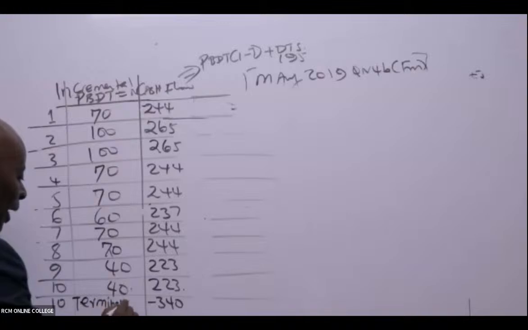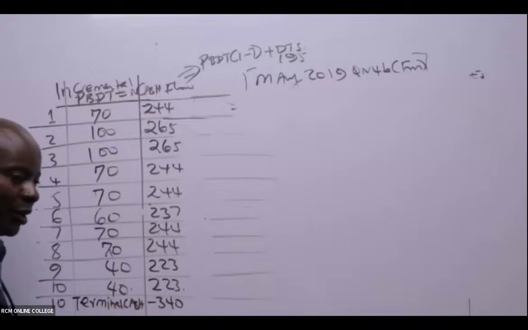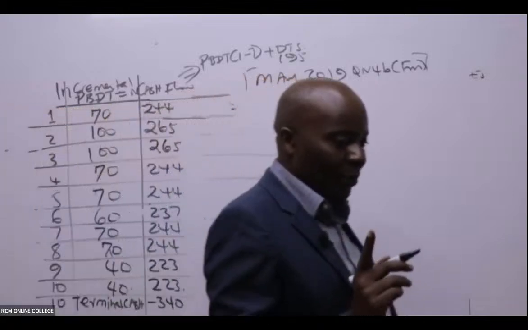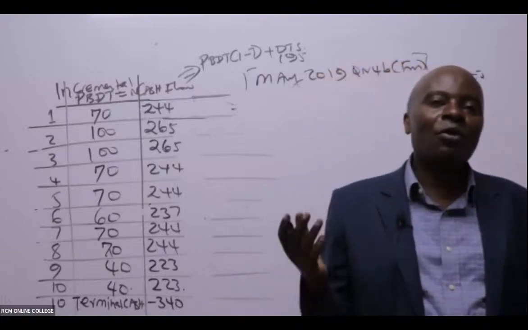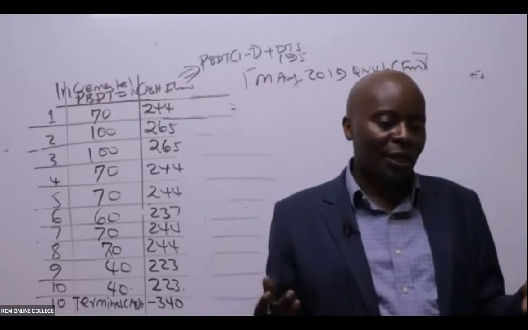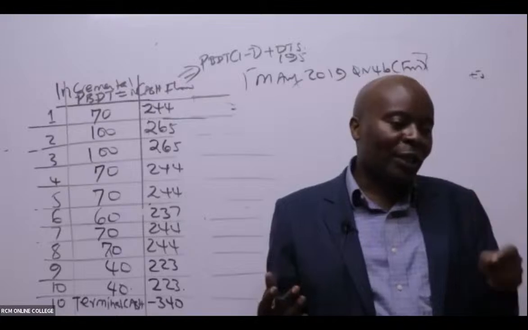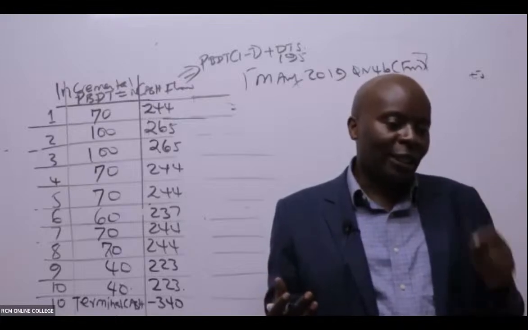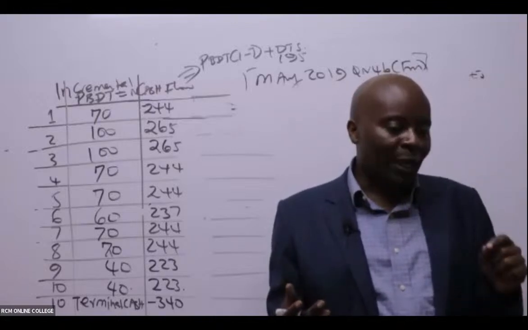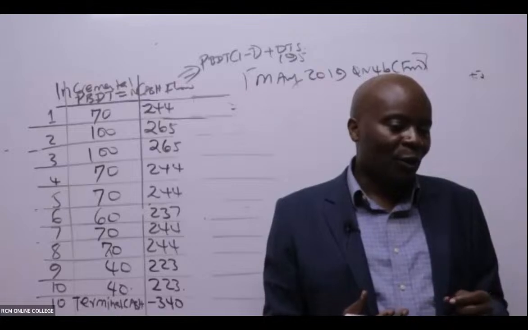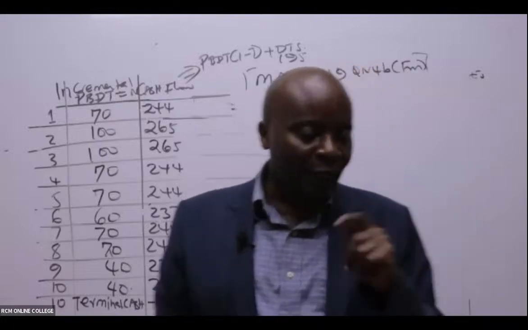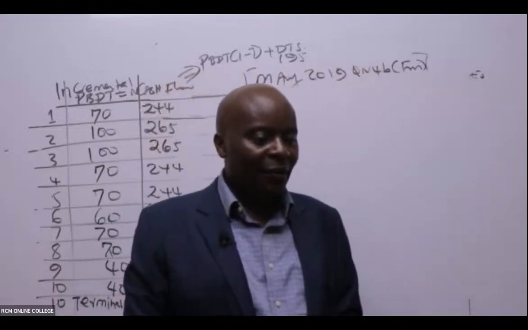Terminal cash flow. Was it minus 340? Walter, was it minus 500? Have you forgotten the working that we did, where we were looking at the incremental, which gave us an incremental of minus 340? Are you able to remember that? Is everybody able to remember that minus 340?